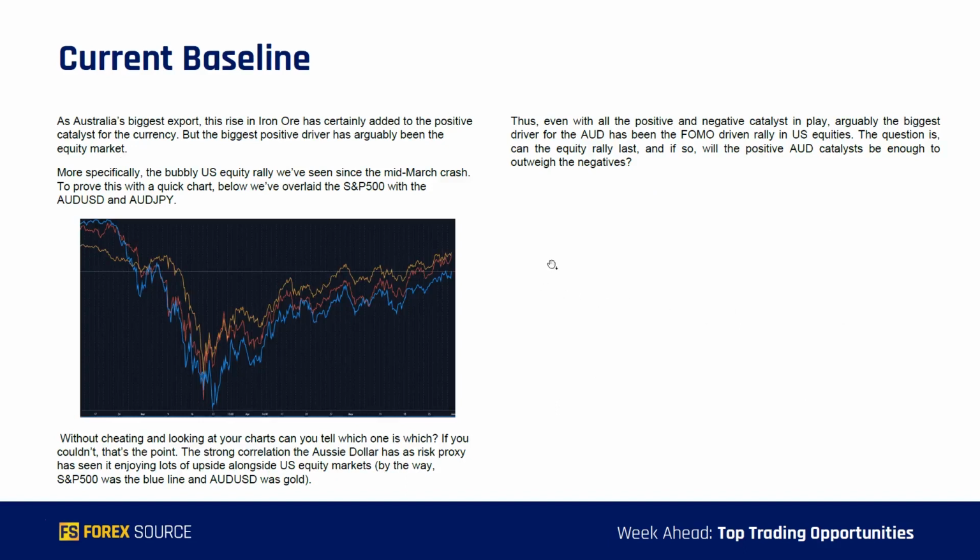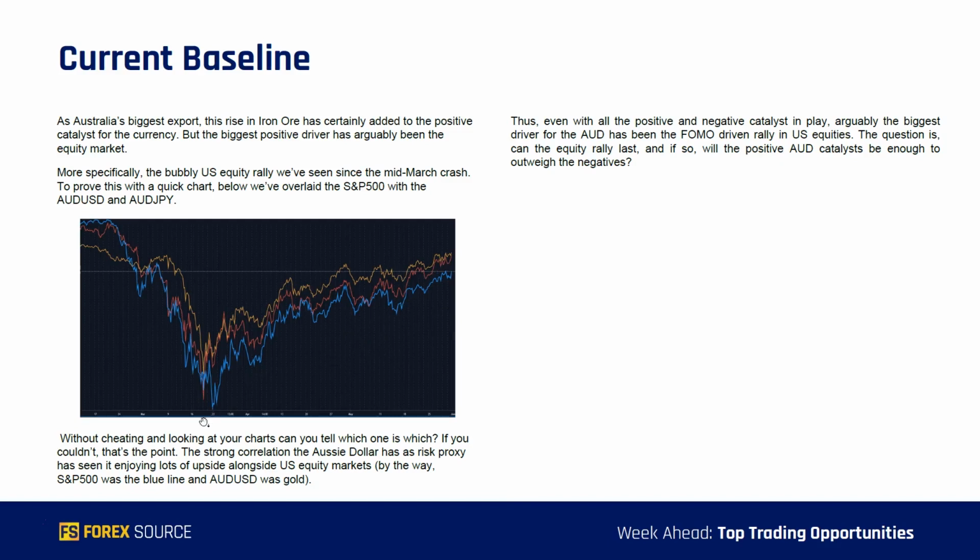Now, apart from iron ore, apart from all of the other metrics, the biggest positive driver arguably for the Aussie dollar has been the equity markets, more specifically the very bubbling US equity rally that we've seen since the mid-March crash. Now, to prove this with just a quick chart, we've basically overlaid the S&P 500 with the Aussie US dollar as well as the Aussie yen. Now, without cheating and looking at your charts, can you tell me which one is which?